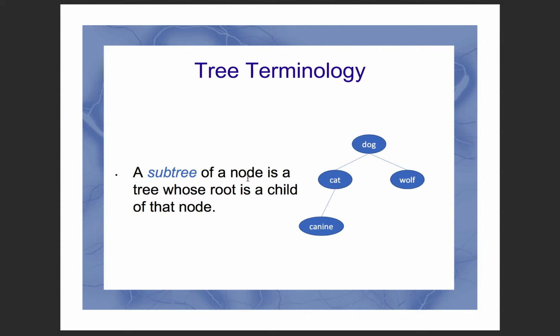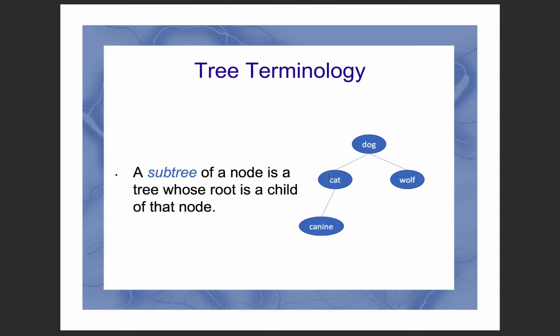What is a subtree? A subtree of a node is a tree whose root is a child of that node. So how do we define a subtree? For example, a dog node has two subtrees. This one is one subtree, cat and canine, and this one is the other subtree, wolf. So the definition says that a subtree of a node is a tree whose root is a child of that node. So a subtree of the dog node is another tree.